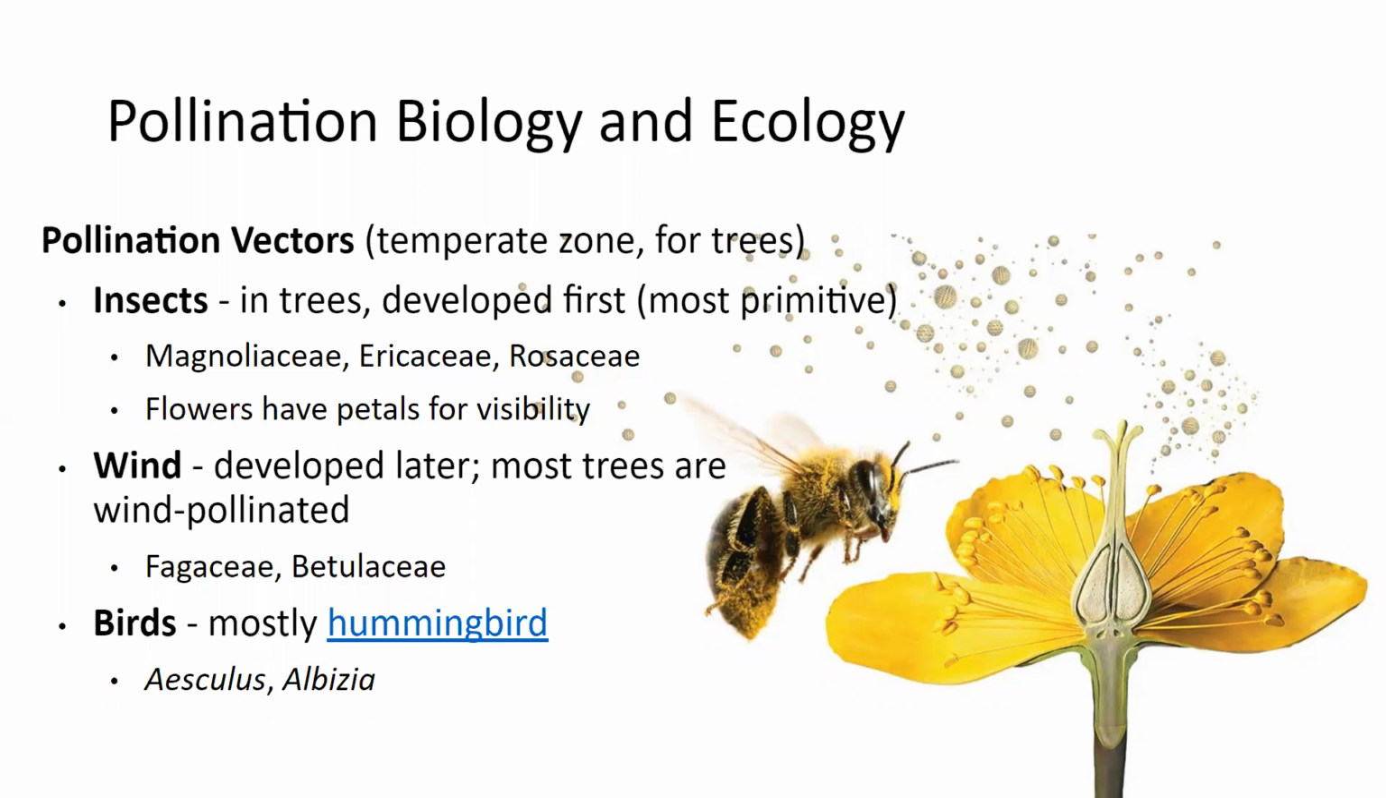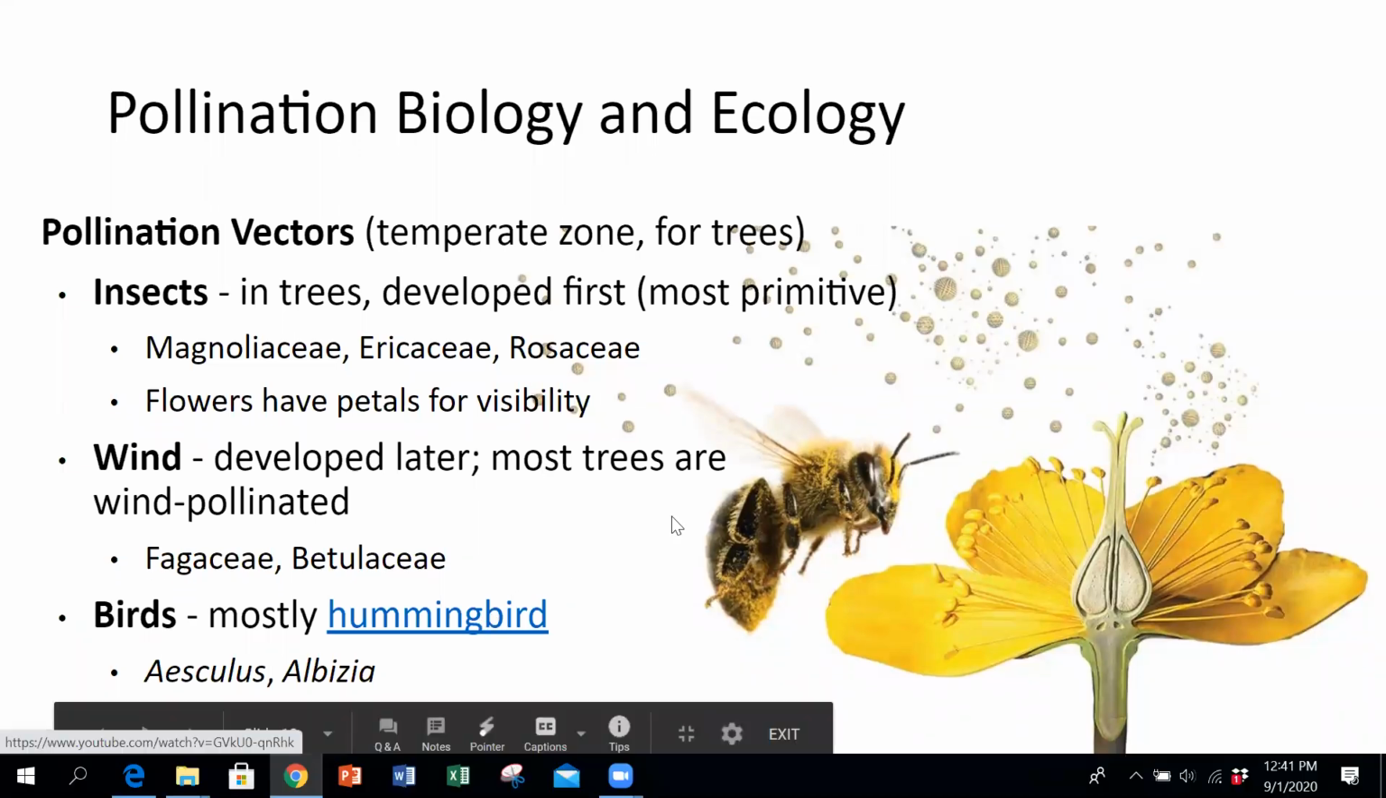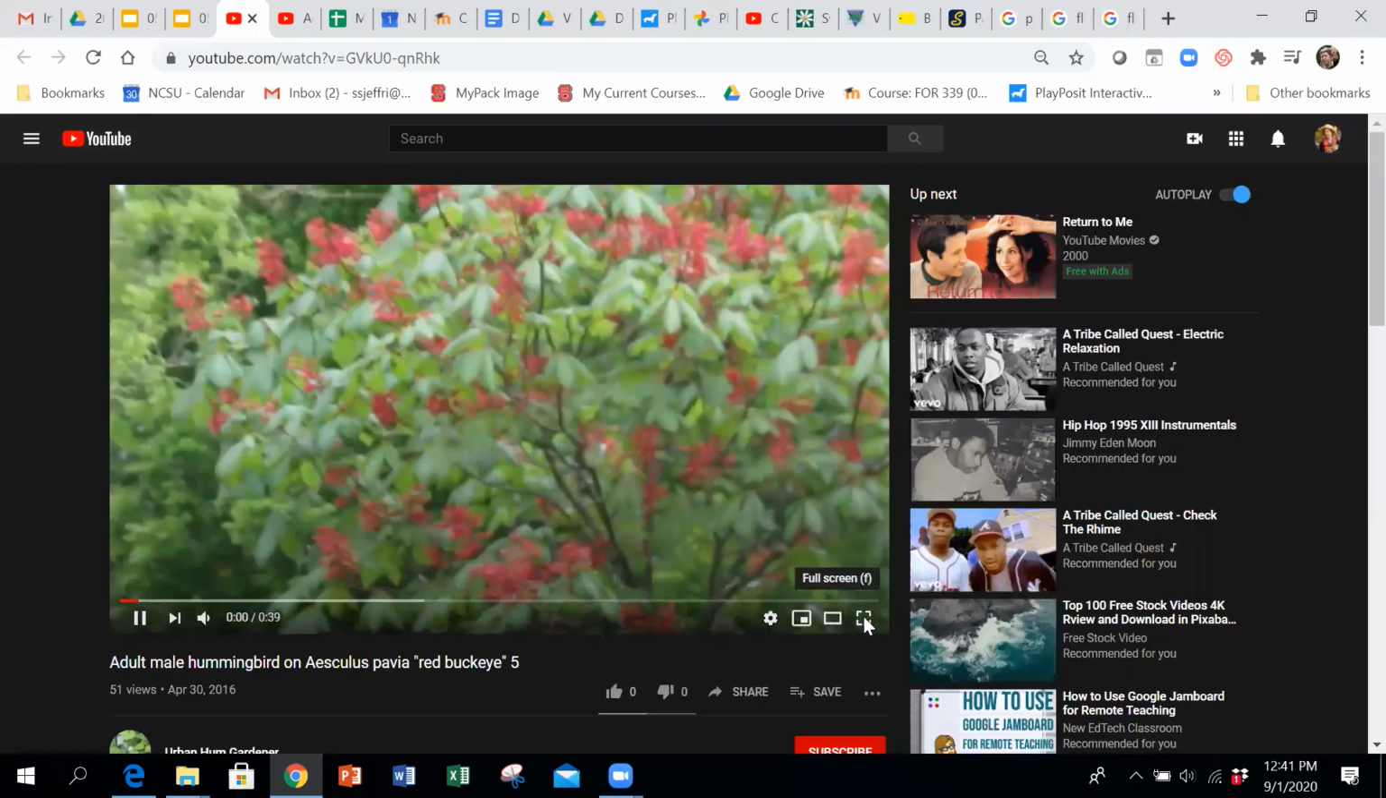The wind pollinated species in general evolved later on, and most of our trees are wind pollinated. So that includes Fagaceae, so our oaks, and also Betulaceae, which are the birches. Just some examples, but most of our trees are wind pollinated. We do have a few species of trees that are bird pollinated. And so the easiest example to think about is hummingbird pollinated. I'm going to start this video real quick so you can see.